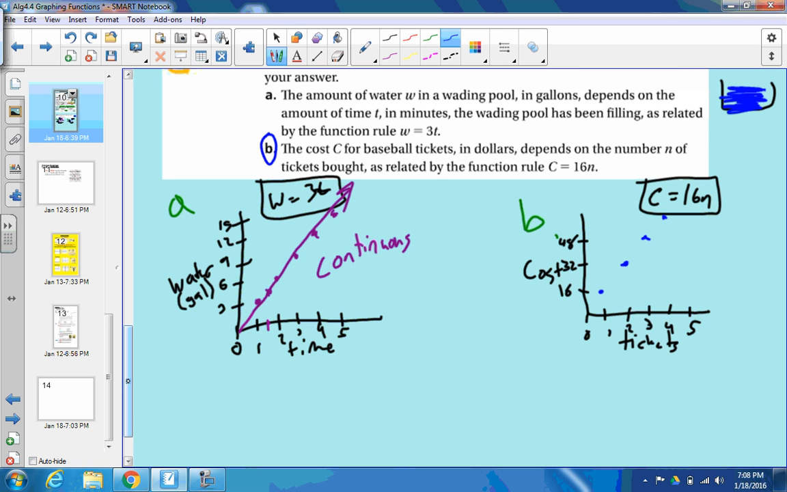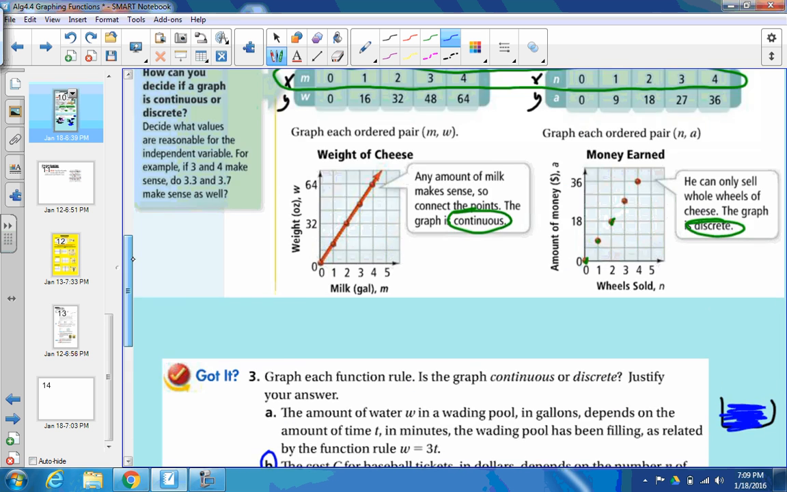Now the question is, could we continue? Could there be in-betweens? So let's look at here. Could you have 1.5 tickets? I don't think so. I don't think they allow you to buy half tickets. So this one would stay like this. This would be discrete. We would not connect the dots. So it would be a discrete graph. All right? And that is the difference between continuous and discrete.